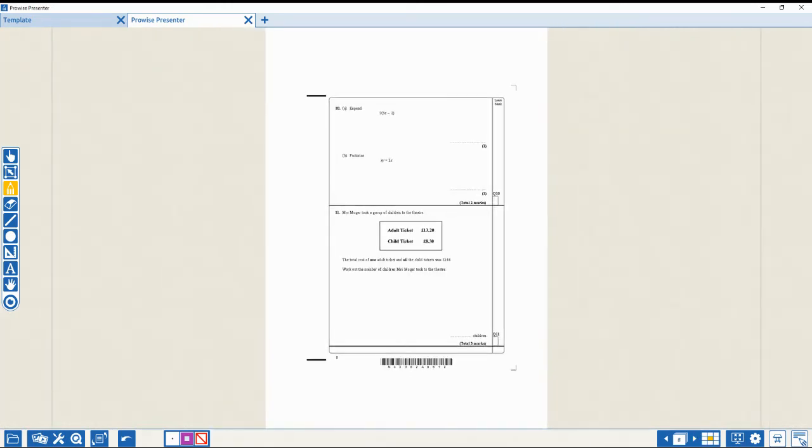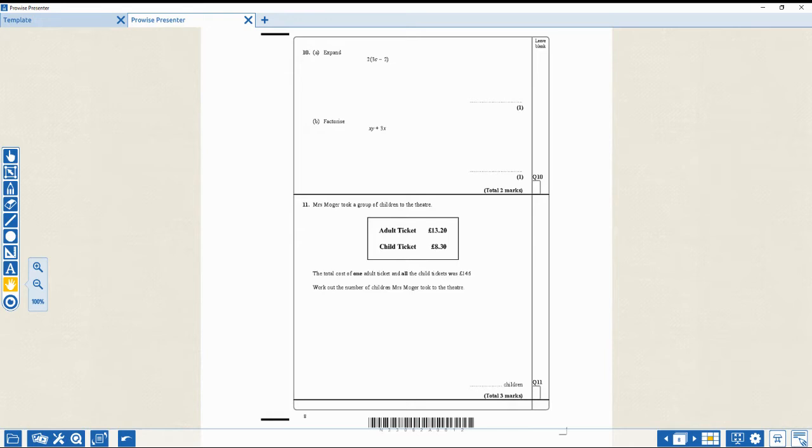Moving on, question number 10. A bit more algebra, so we need to expand the bracket this time. So whatever's inside the bracket you multiply by the term at the front, which in this example is 2. So 2 times 3c is 6c, and 2 times minus 2 is minus 4.